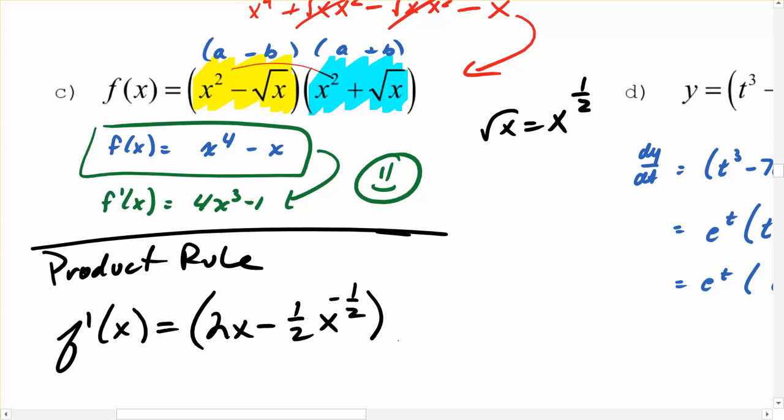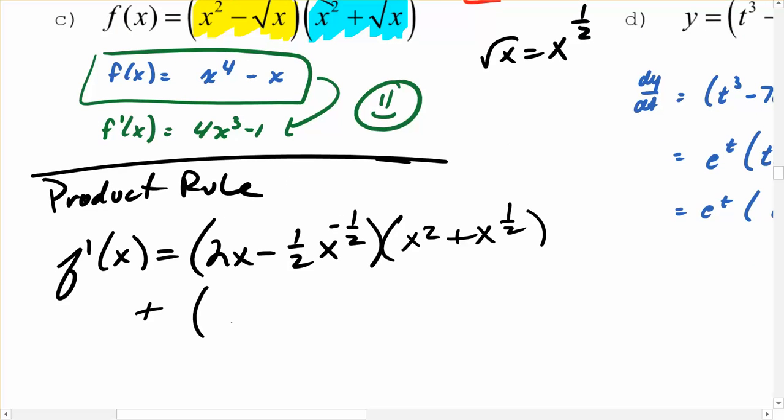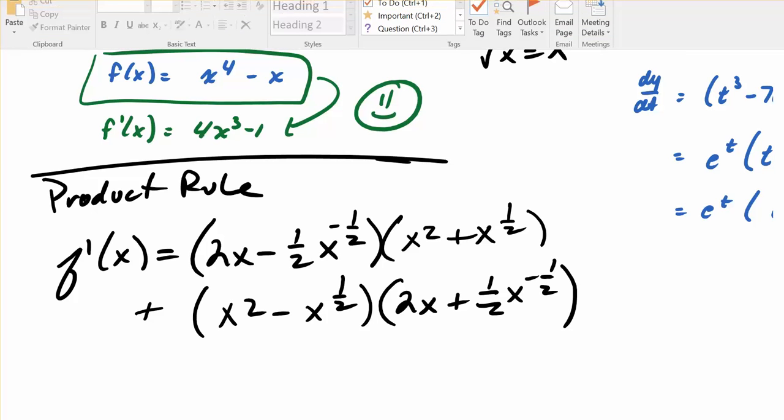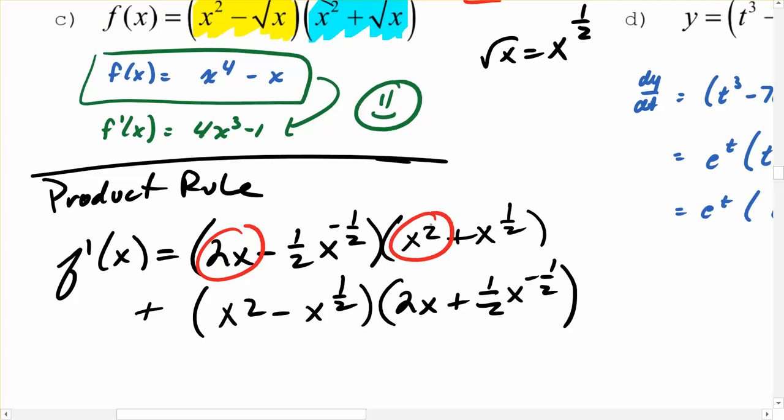No, you do the derivative of the first times the second, remember? I'm going to write it as x to the 1/2. Plus what? Now what? x squared minus x to the 1/2 times what? Plus half x to the negative 1/2. So that looks ugly. Theoretically, what do you expect that to simplify to? You expect it to simplify to 4x cubed minus 1. Let's test it out here. We have to be very careful with the multiplication. 2x times x squared, what's that going to be?